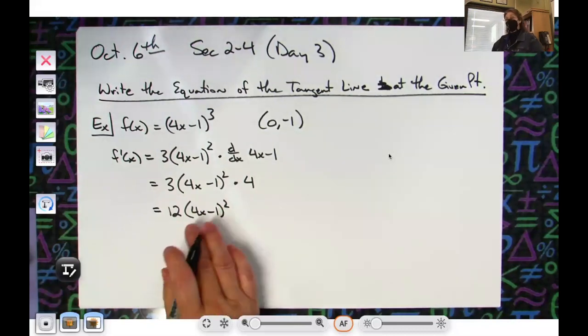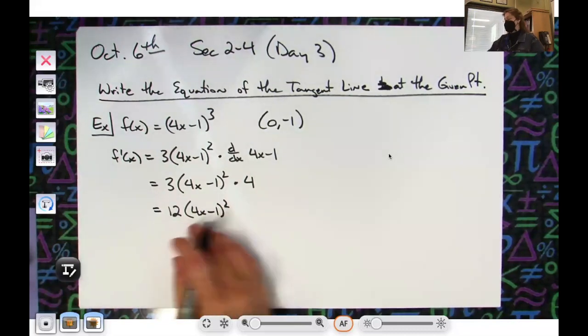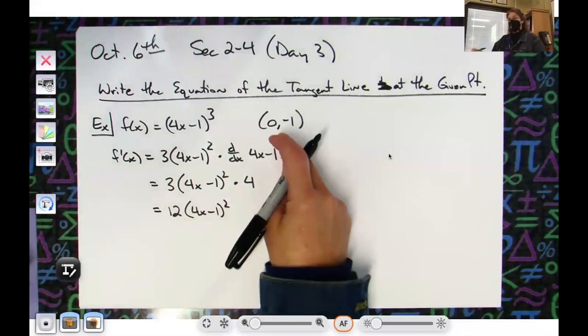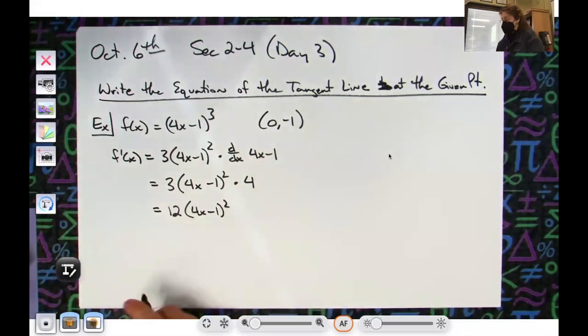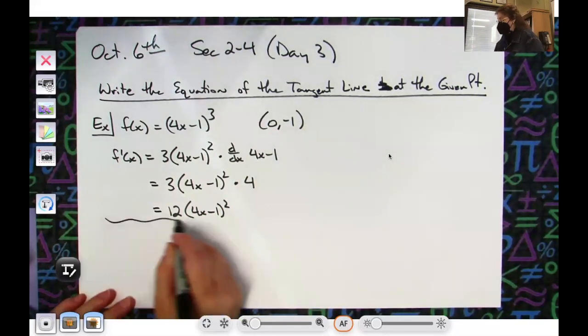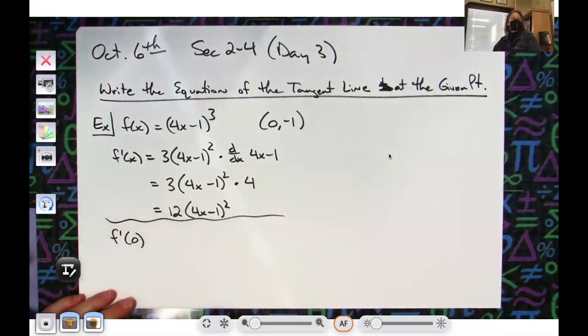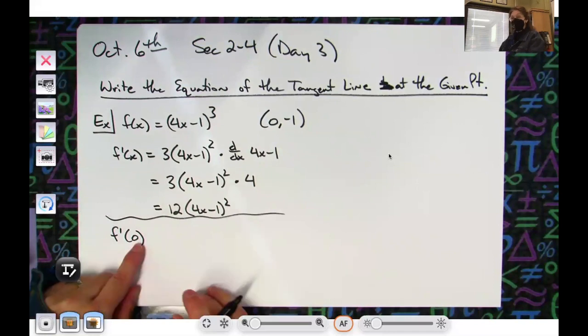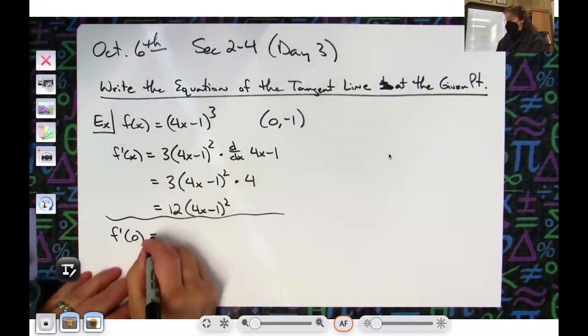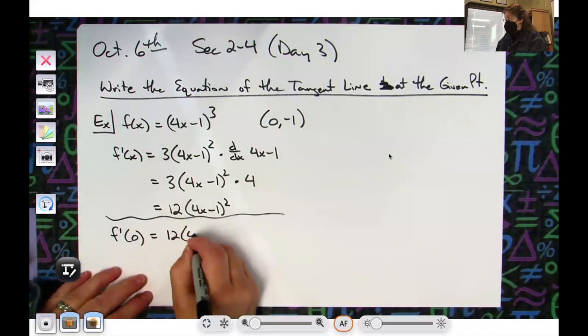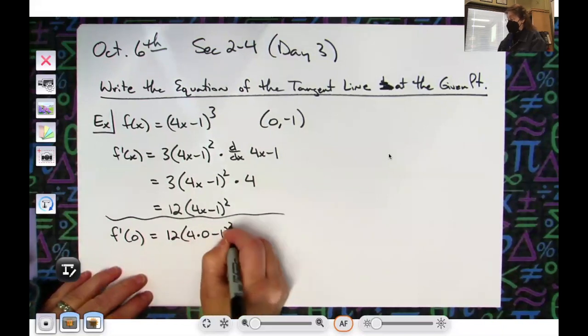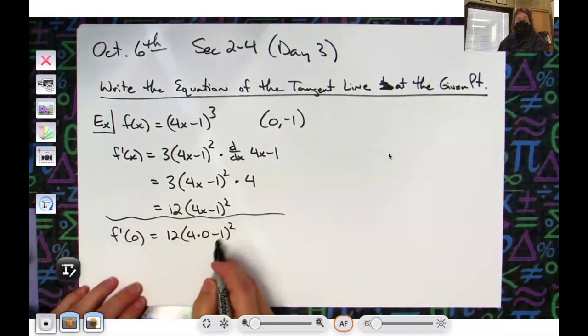That's my slope at any point along the line. Now I want to plug in 0. All right, notation is extremely important. So f prime of 0, because I'm plugging that into the derivative. That tells the person that's grading your paper you're taking 0, putting it into that derivative. So 12 and then 4 times 0 minus 1. Let's see, negative 1 squared is 1. So just 12.